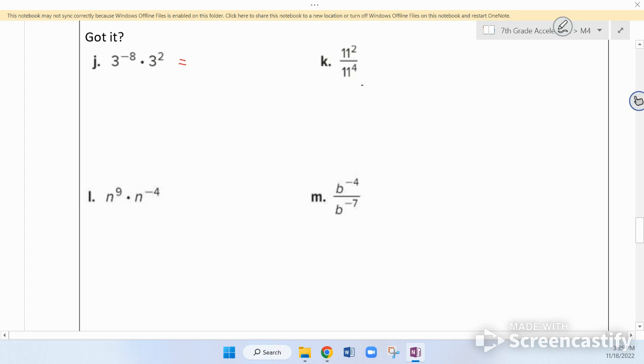All right, here we go. Keep that base. And I'm going to take -8, and I'm going to add 2. All right, product of powers. So then I get 3 to the -6, which I could rewrite as 1 over 3 to the 6th. So I can write it as either answer. All right, now we have k, which is quotient of powers here. So we have 11. We take the top one, and we subtract the bottom exponent. And then we get 11 to the -2, or 1 over 11 to the 2nd.